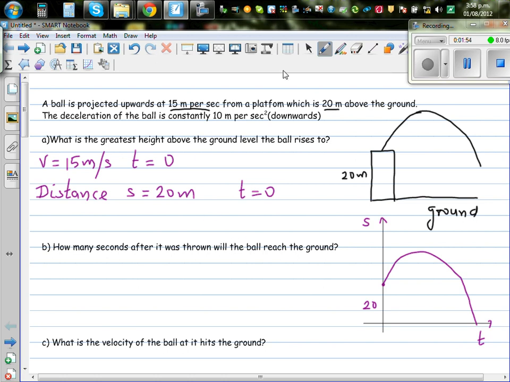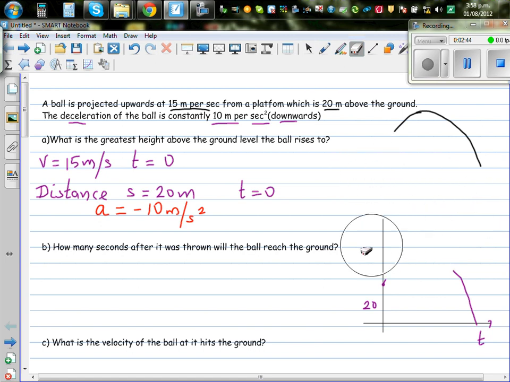Now, what do we know? The deceleration of the ball is constantly 10 meters per second squared. So acceleration is given to be 10 and it is going downwards. So you can say acceleration is given to be minus 10, because it is going downwards. It is decelerating. It has a velocity of 15 meters per second, and from there it is continuously decreasing at a deceleration of 10 meters per second squared. So let me delete this.